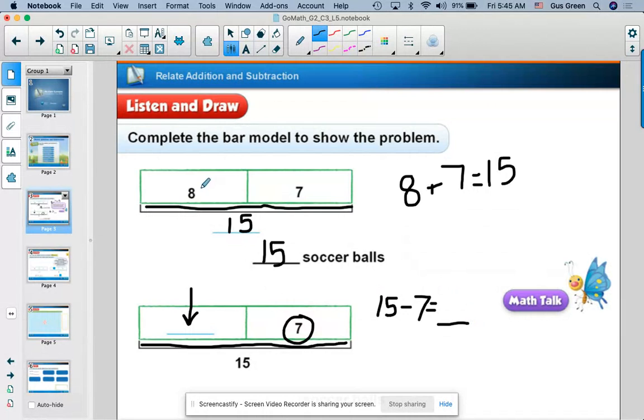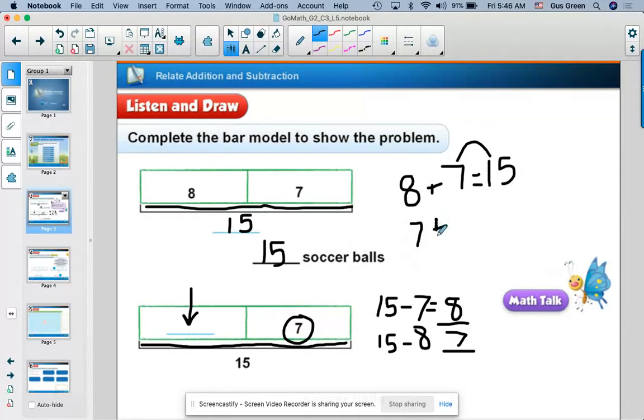And so we can use that related subtraction to the addition. So if 8 plus 7 is 15, then 15 take away 7 would leave 8. We would even know that if we did it opposite, if we did 15 minus 8, it would leave us 7. Because these facts are all related. I could do all 4 of these.